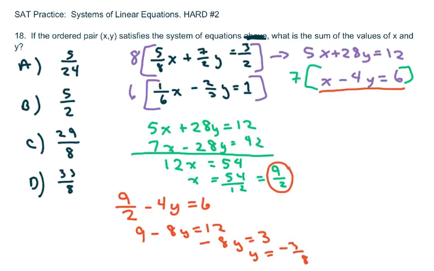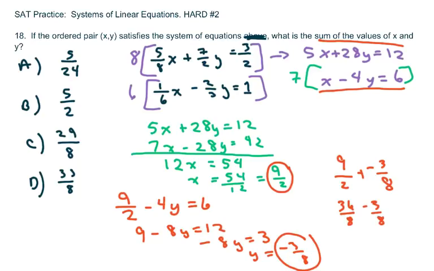So we have our x and we have our y, and they want to know what the sum of these is. So let's just add them up. We get 9 halves plus negative 3/8. Let's get a common denominator of 8. So 4 times 2 is 8, and 4 times 9 is 36. Minus 3/8 gives you 33 over 8. The only thing that makes this hard is the fractions. That's basically it on that one.